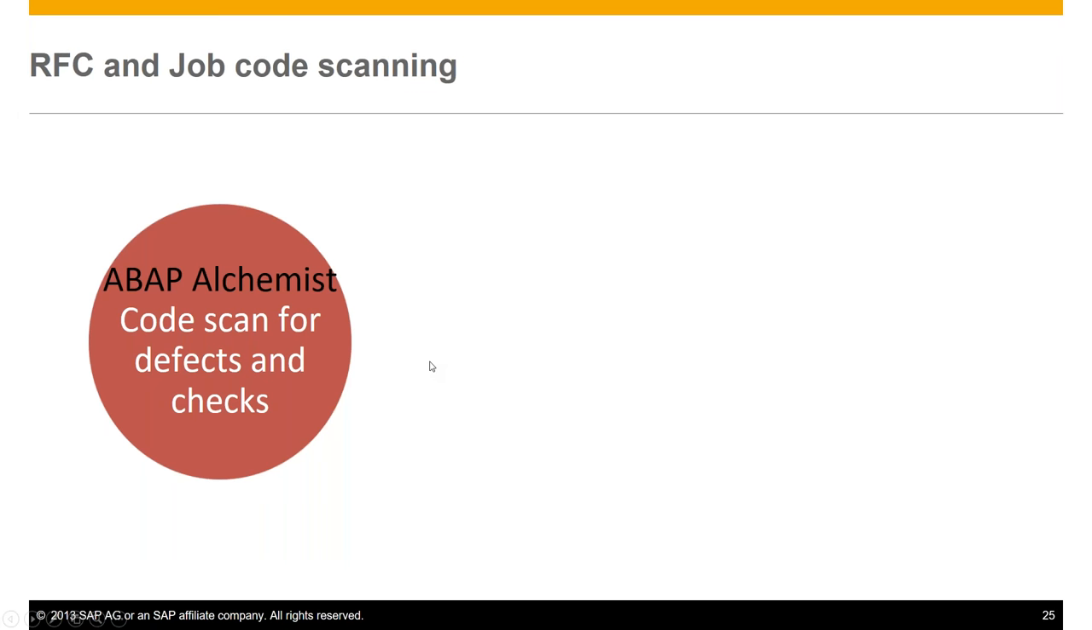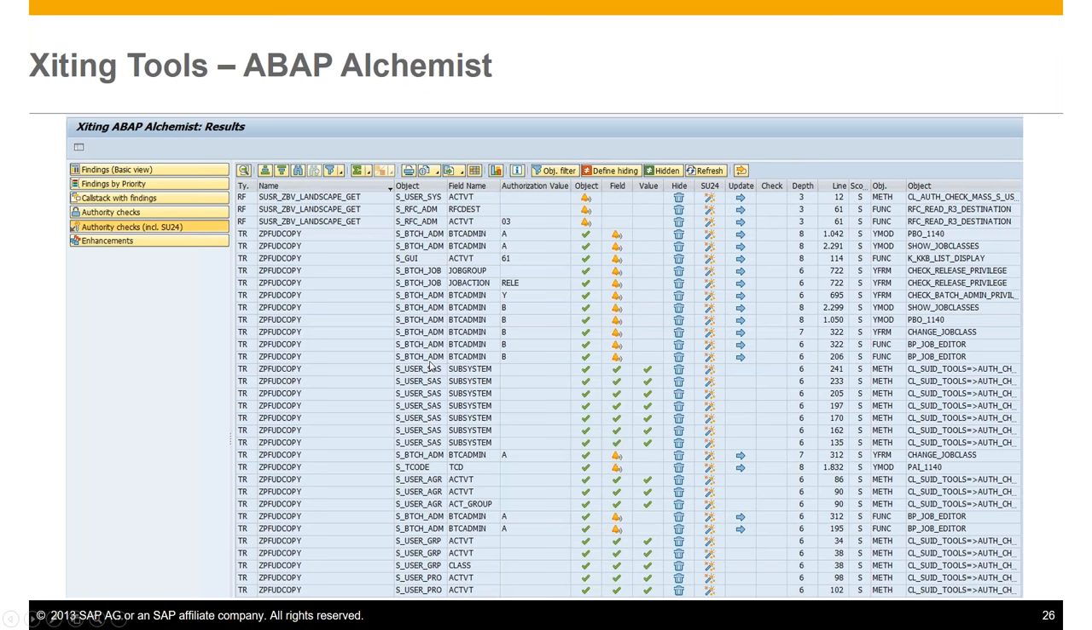Then the ABAP Alchemist, that's the code scanning for defects and checks. So what we can see here is an example of some function module, a ZBV landscape get. This one is used to display RFC connections in a CUA landscape. And what it does is that it finds via the code scan that it is making these authority checks and compares that to SU24 to see whether it's there or not. And if everything's green, then everything is okay.